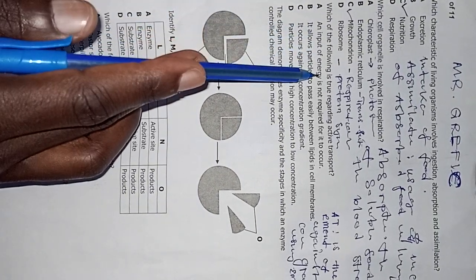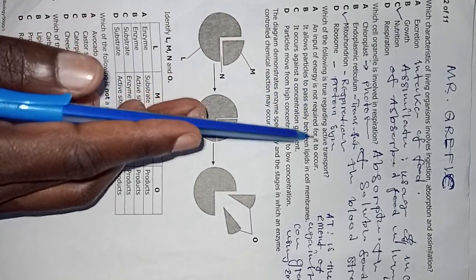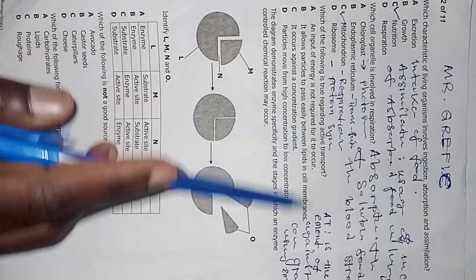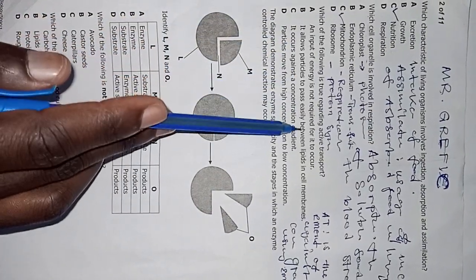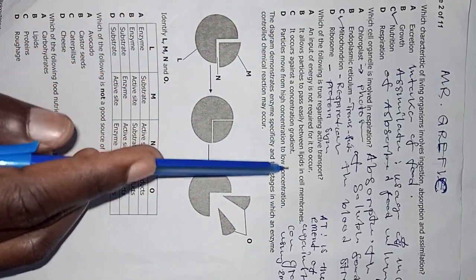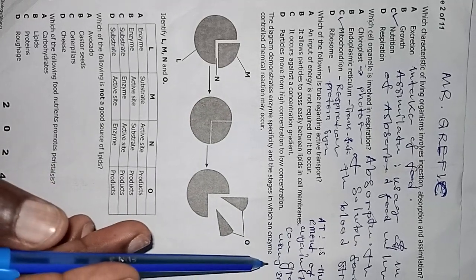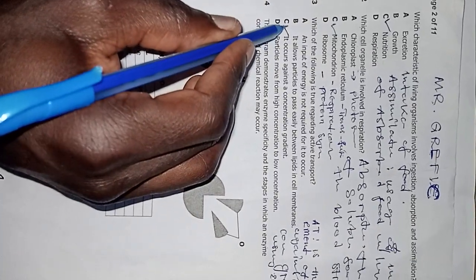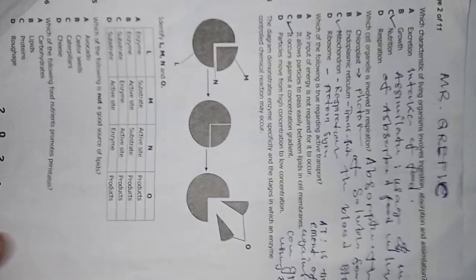An input of energy is not required for this to occur. They said which one is true. Now, is this true? No, because we said energy is used at ATP. It allows particles to pass easily between the lipids in the cell membrane. No. It occurs against the concentration gradient. Yes, it occurs against the concentration gradient. Hence, the best answer there was C.